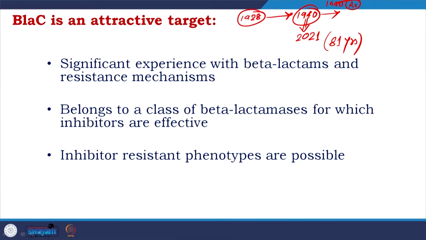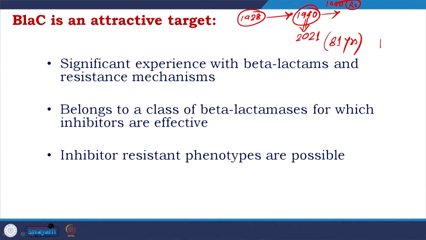It belongs to a class of beta lactamase for which inhibitors are effective. Inhibitor resistant phenotypes are possible. So, once you get the drug to be active on the wild type beta lactamase BlaC. What is wild type BlaC? The original BlaC collected from tuberculosis. You will also screen it for the resistant ones, as we have discussed. Initially you screen, then you get the lead, and here the good part is you know that this is a good lead.